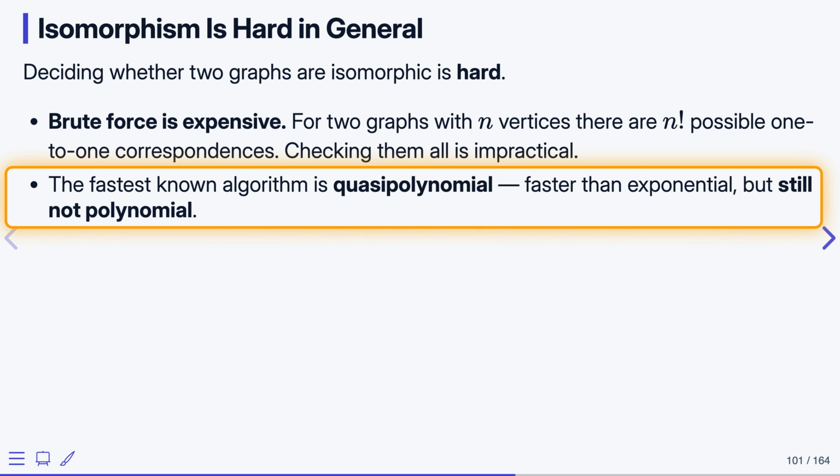Cleverer methods do much better than that. The fastest one we know runs in what is called quasi-polynomial time, which grows more slowly than an exponential. But it is still not a polynomial, so the problem is not known to be easy.